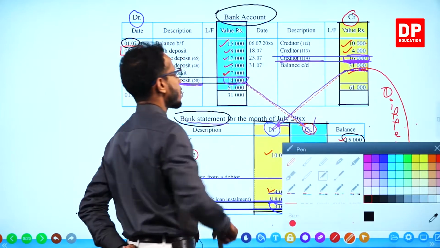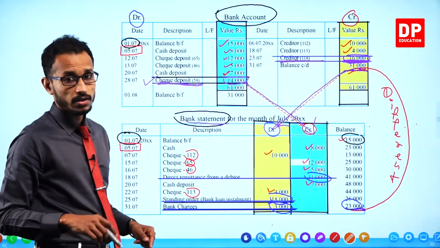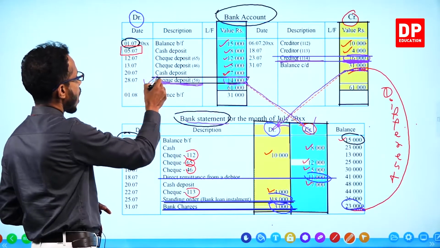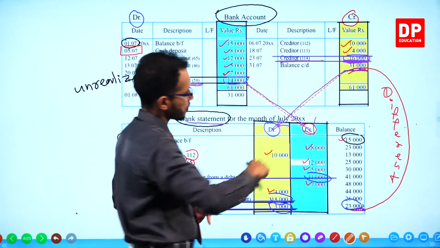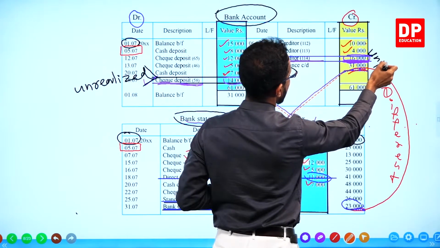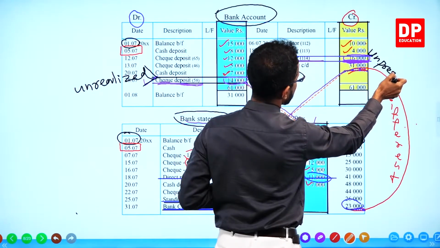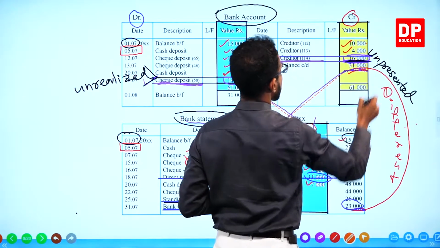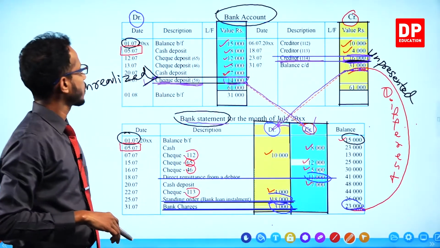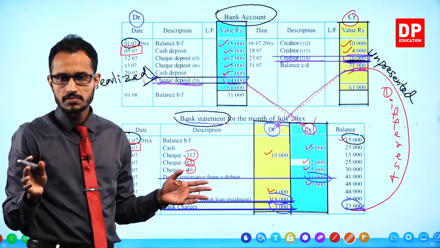Alright, so we'll mark these as unrealized checks. On the credit side, we have unpresented checks. Unpresented. You got it, children? Did you understand?